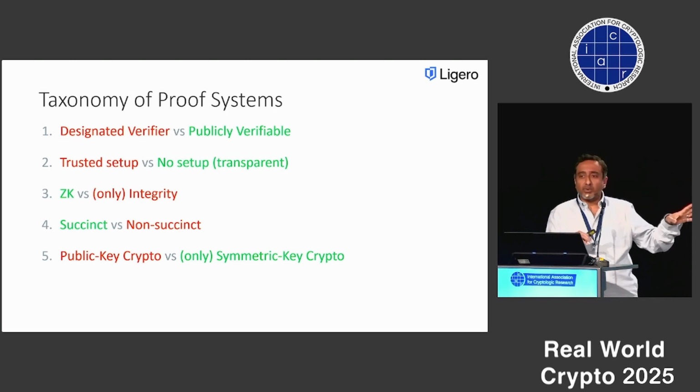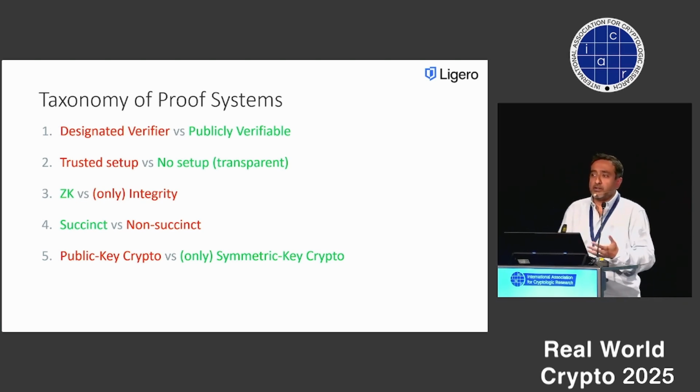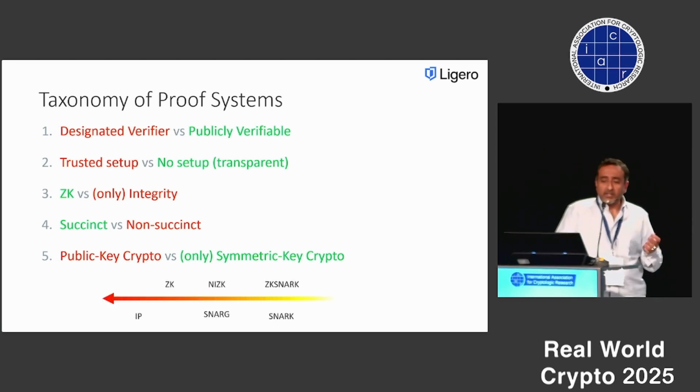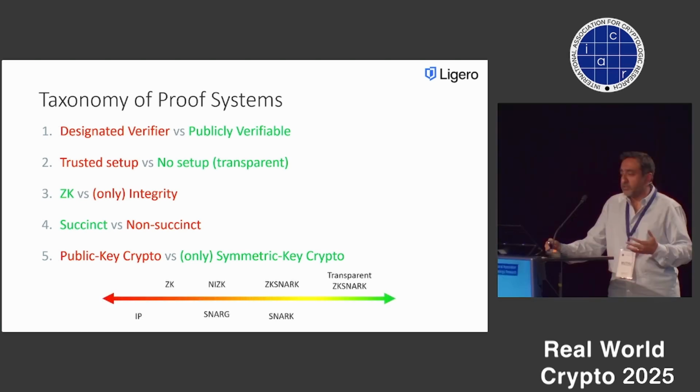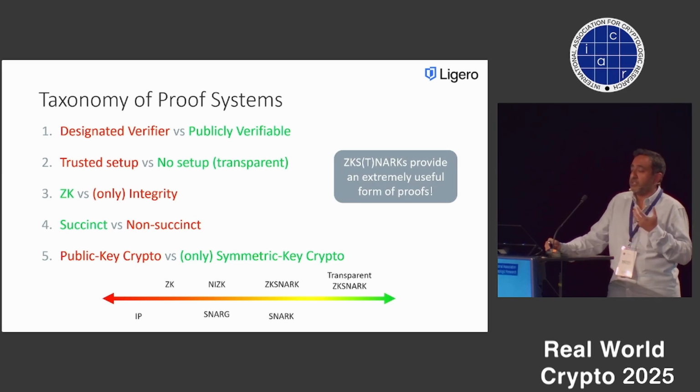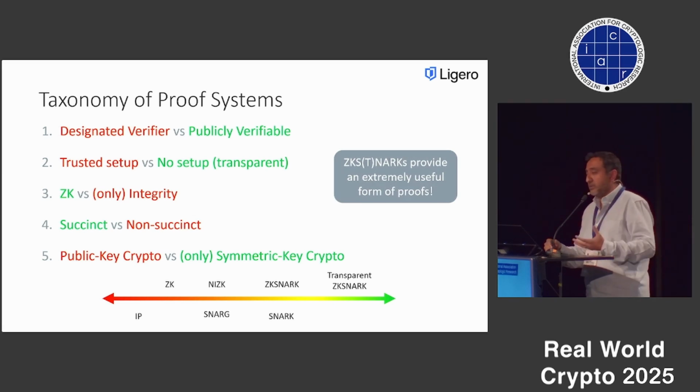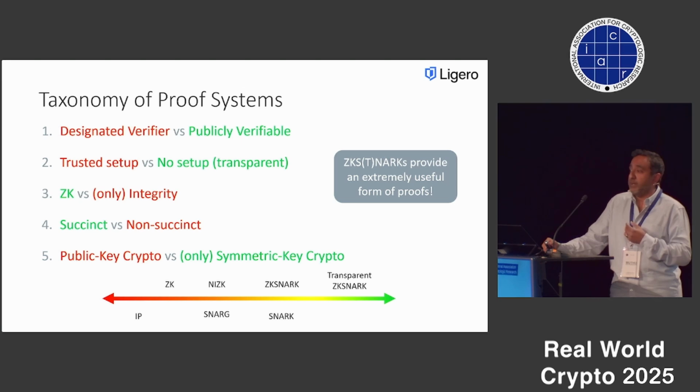I want to say that the ones that I've marked green here are, in some sense, more desirable. And in a spectrum of these kinds of proof systems, what has emerged is ZK-SNARKs, STARKs, or SNARKs. They provide a very useful property of being non-interactive with succinct verification, and indeed have found a lot of applications.